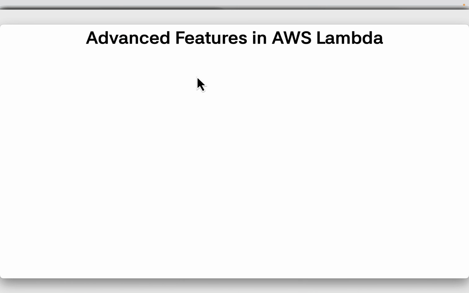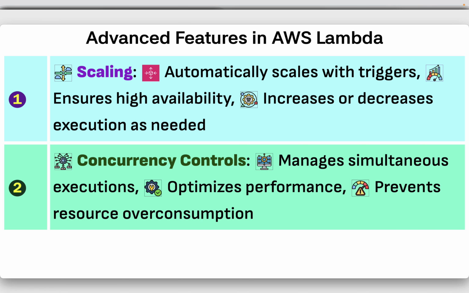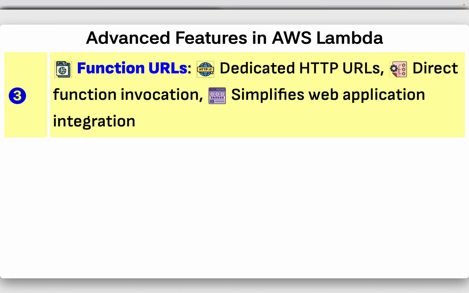So next, advanced features in AWS Lambda. First we have scaling. AWS Lambda automatically scales your application by running code in response to each trigger. The function's execution increases or decreases automatically, ensuring high availability and performance. Concurrency controls. You can manage the number of simultaneous executions of your Lambda function to optimize performance and prevent overconsumption of your resources.